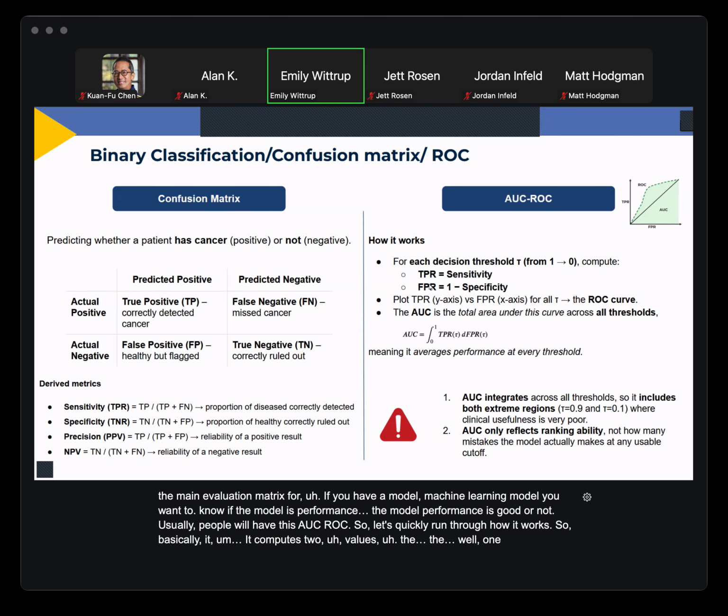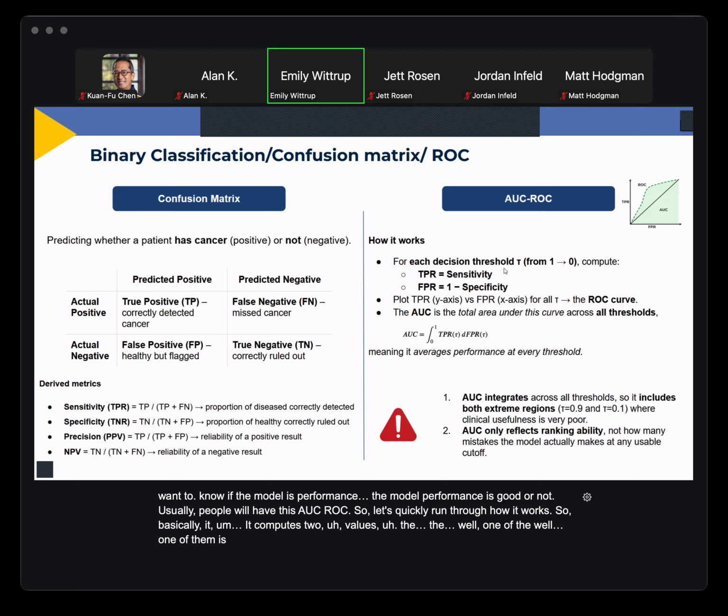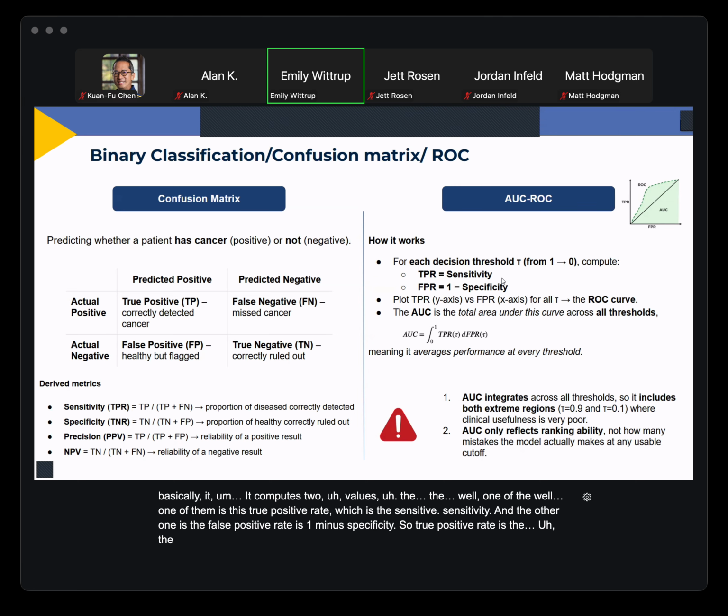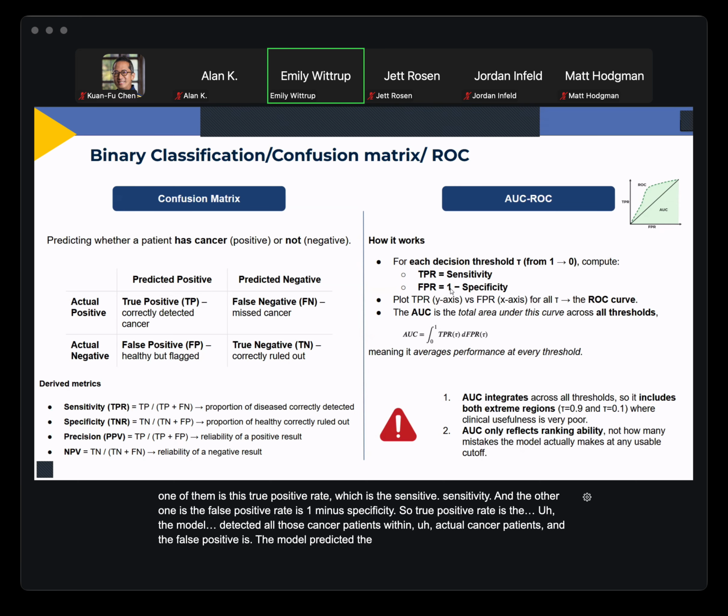One of them is the true positive rate, which is the sensitivity, and the other one is the false positive rate, which is 1 minus specificity. So the true positive rate is the fraction of cancer patients the model detected within actual cancer patients, and the false positive rate is the fraction the model predicted as cancer within all actual healthy patients.